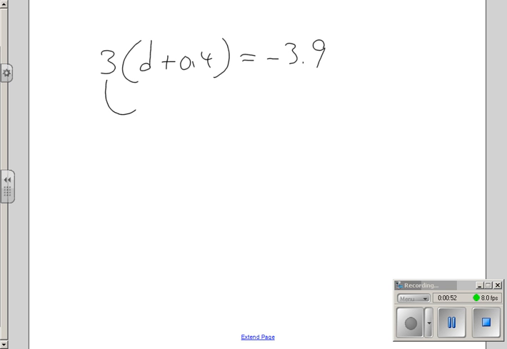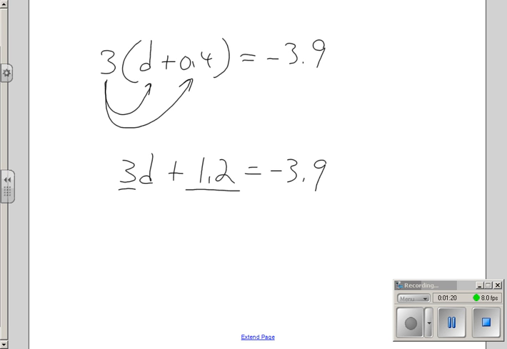So the first thing we have to understand is because we have 3 times (d plus 0.4), we need to multiply each term by the 3 because we're following distributive property. That means we have 3d plus 1.2 equals negative 3.9. So all you have to do is decide, okay, I'll expand it using distributive property. Now I've created my equation that just has my constant and my coefficient, and I could simply isolate the variable like I have been for all eternity.